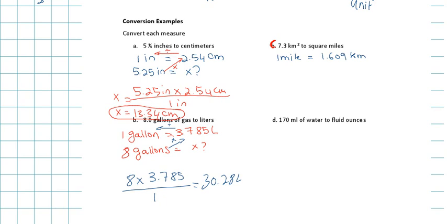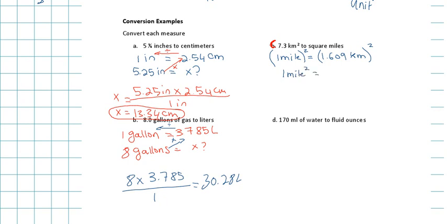So I have to change my conversion to a squared term. In order to do that, I have to square both sides. So I have to actually square this and square that. That would give me the miles squared and kilometers squared. So 1 mile squared equals what kilometers squared?